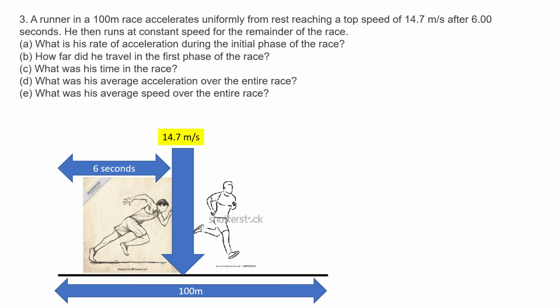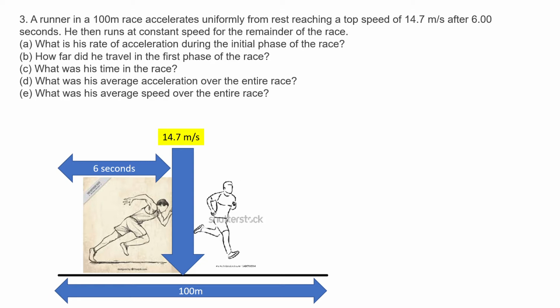Let me read through this question. So this is question 3. A runner in a 100-meter race accelerates uniformly from rest, reaching a top speed of 14.7 meters per second after 6 seconds. He then runs at constant speed for the remainder of the race. What is his rate of acceleration during the initial phase of the race? How far did he travel in the first phase of the race? What was his time in the race? What was his average acceleration over the entire race? What was his average speed over the entire race?